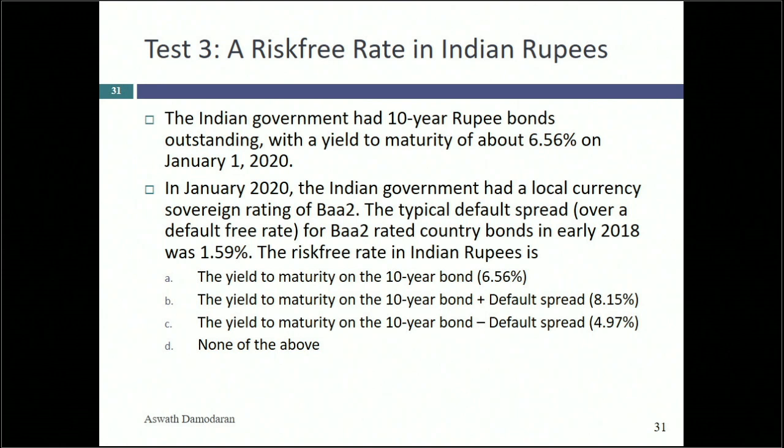That would give me a 4.97% risk-free rate. Or maybe I should add it on, which will give me an 8.15% rate. So should I subtract it out or add it back on? You've got a 50-50 shot. You think you should add it? How many think I should add it?